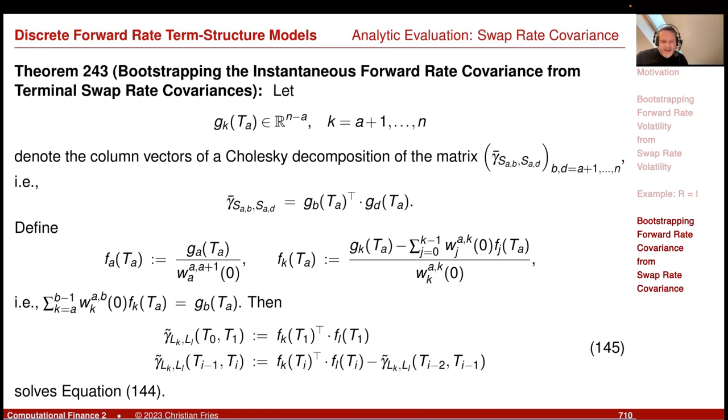So you see that you define the matrices by stepping here over the time t_{i-1} to t_i, which is the covariance matrix for this time step minus the covariance matrix you have observed in the previous time step. And if you now iteratively try to find these guys to match the covariance matrix that you observe in the swap rates, then this is a simple formula. So just plug this formula into the equation we had here, and you see that this becomes a solution.